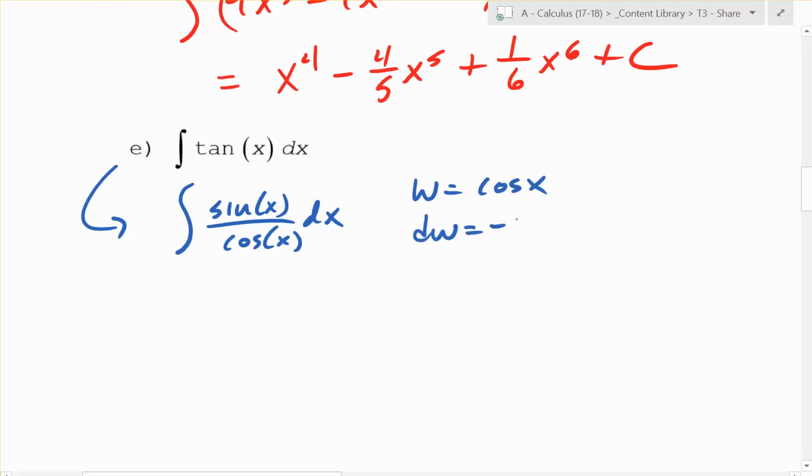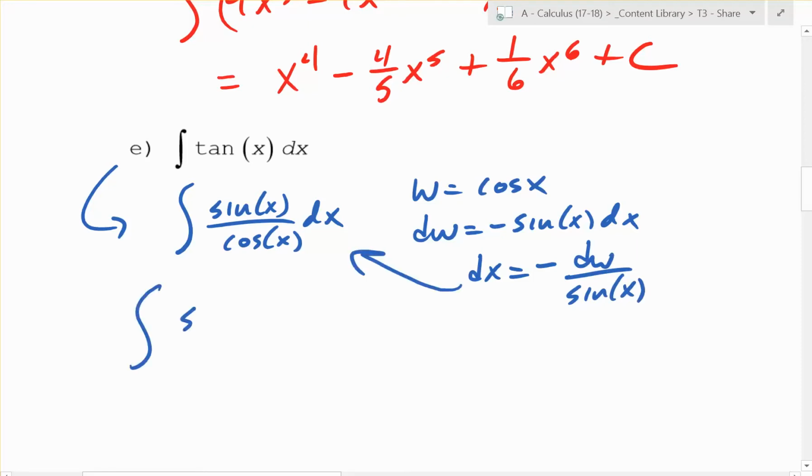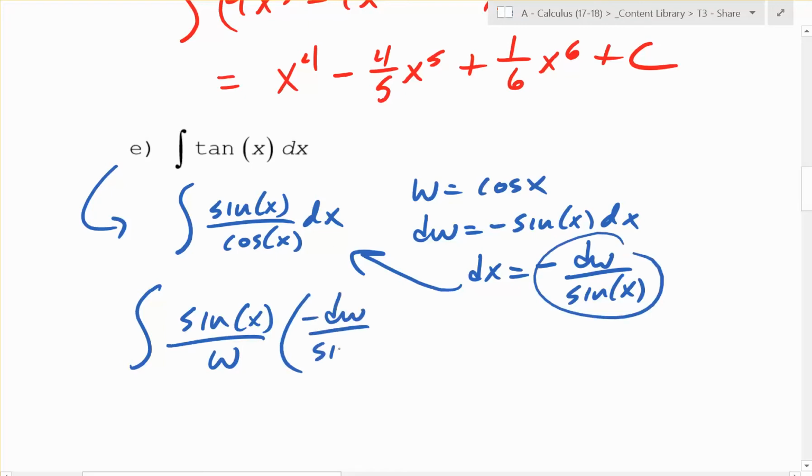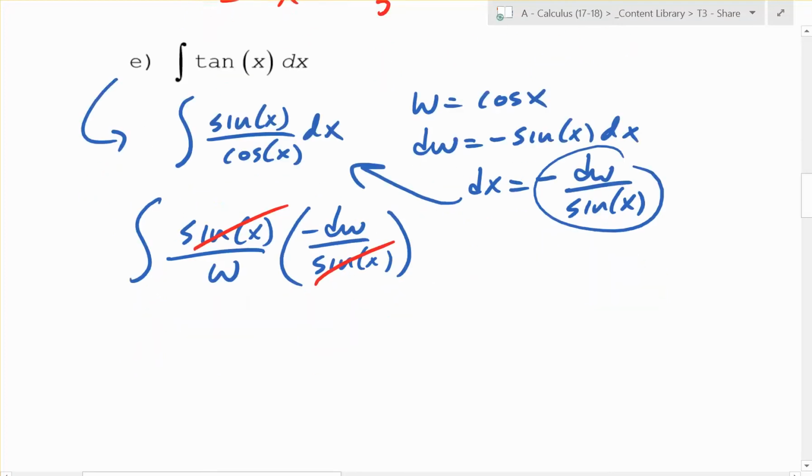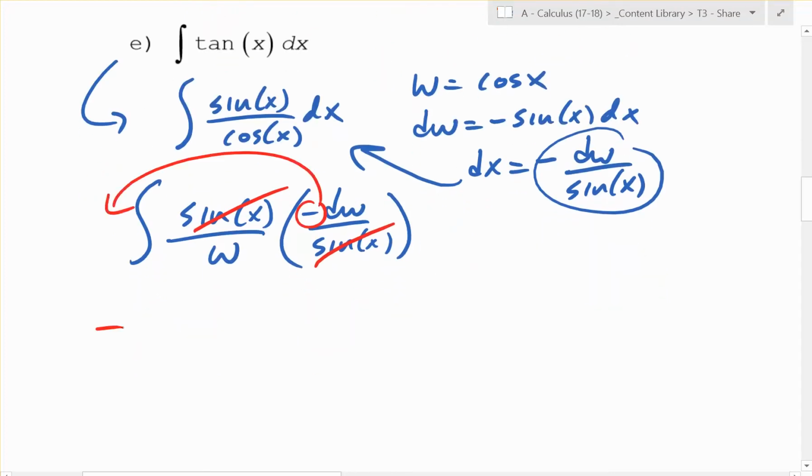dw is going to be equal to negative sine of x dx. So dx is equal to negative dw over sine of x. Let's do that substitution and we end up with sine of x over w times, instead of dx, we have negative dw over sine of x. What happens here? The sine x is canceled, which is awesome, and we have this negative to factor out. So we have the integral of 1 over w dw. So that's the integral of w to the negative 1 dw.